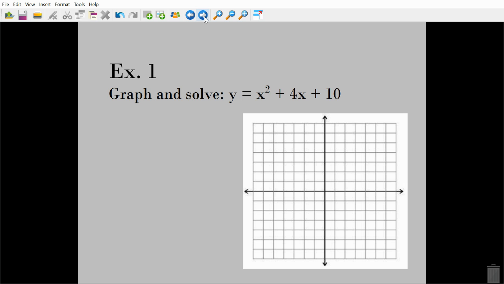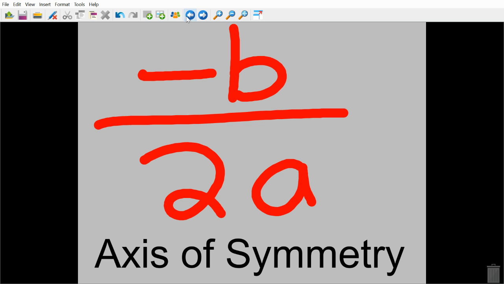All right, so let's look at this first one. We're going to graph, and we need to know the 5 x values that we're going to pick. So we need to know the middle, which means we need to know the axis of symmetry. How are we going to find that? Negative b over 2a, right.